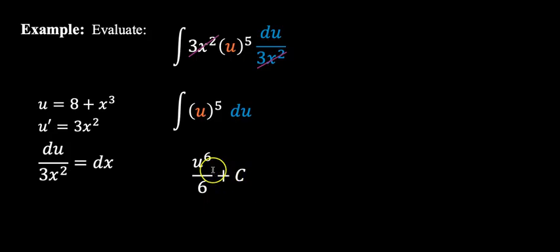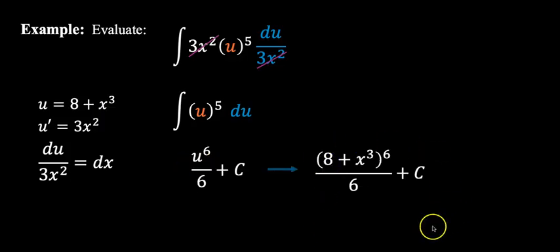Now the final step is to back substitute in terms of x. U equals 8 plus x cubed, plug that in, giving us this, 8 plus x cubed to the 6th power divided by 6 plus c.